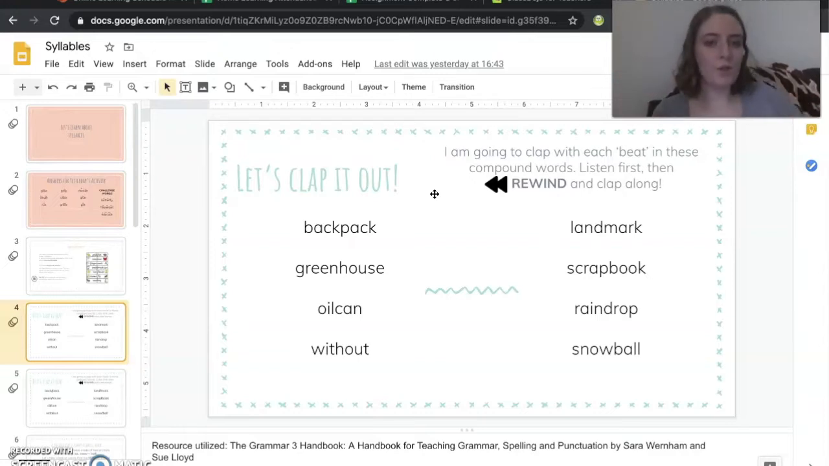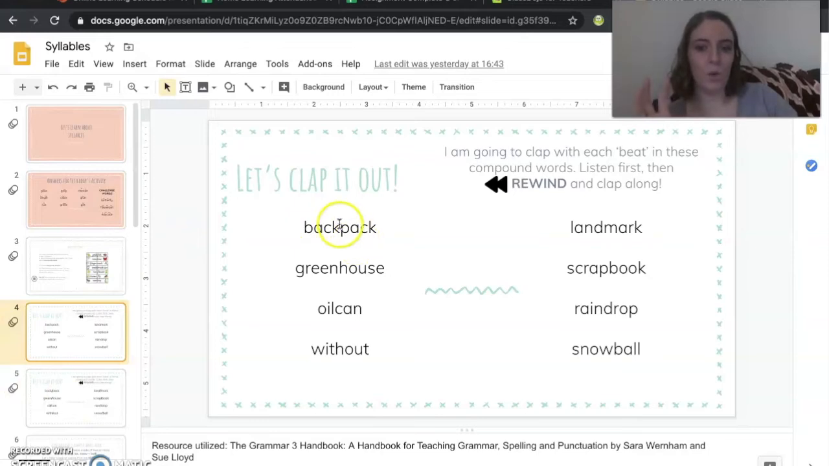So what we're going to do is we're going to clap out the words. So I know it had two words in it, so I'm going to clap. Backpack, backpack. That's two syllables. Each beat is a syllable. Greenhouse, oil can, without, landmark, scrapbook, raindrop, snowball. So I know that those are the beats.